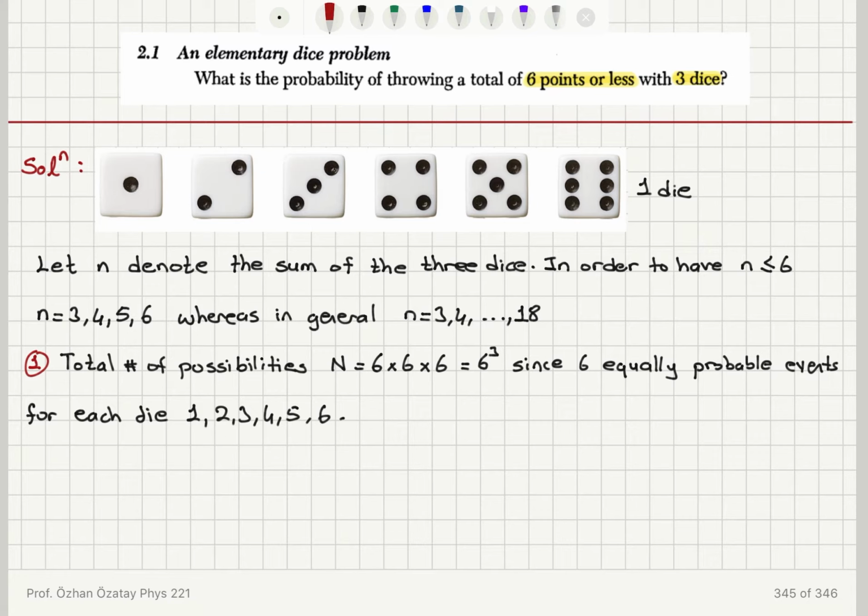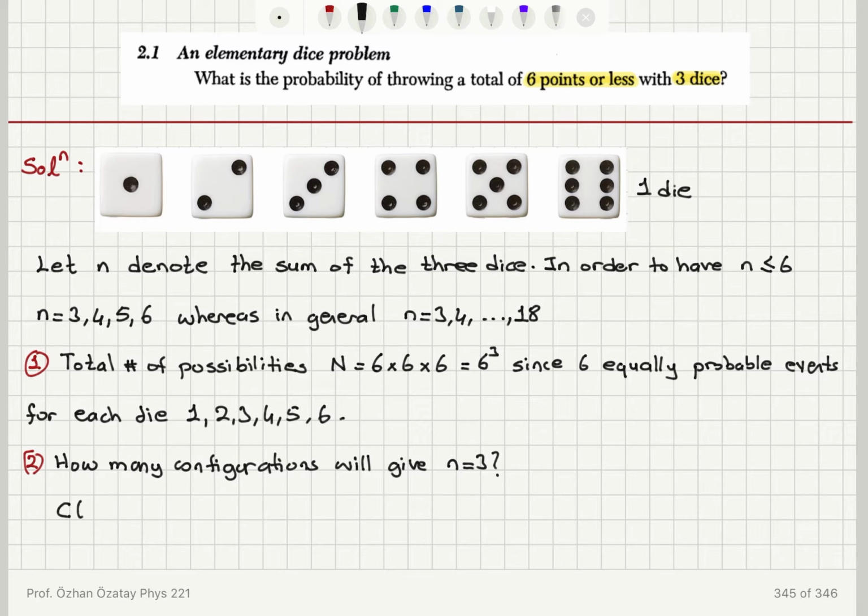Then I have to consider how many of these events will give me n equals 3. So as a second step, I'm thinking about how many configurations will give us n equal to 3. So the sum is going to be 3. Well, the answer is basically you need to have 1 in the first die, 1 in the second die, and 1 in the third die. So this is going to be combinations for n equals 3.